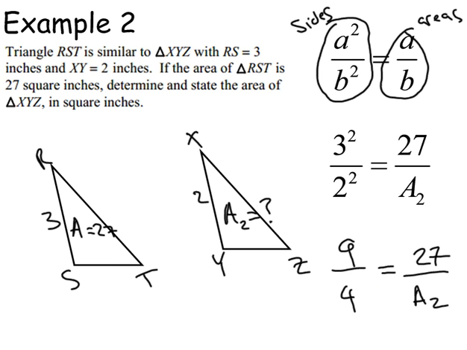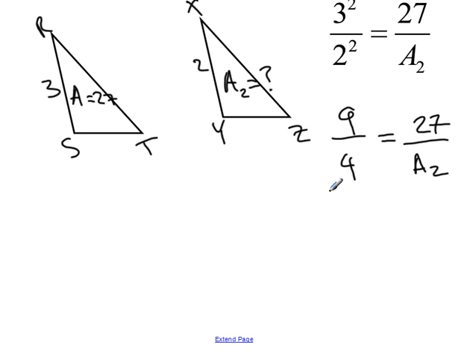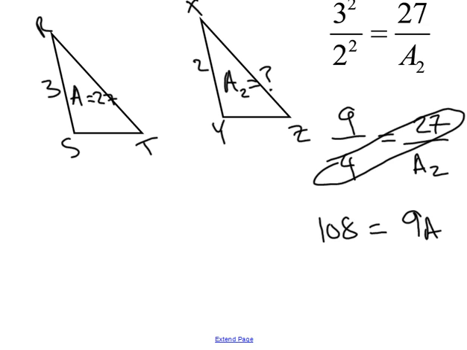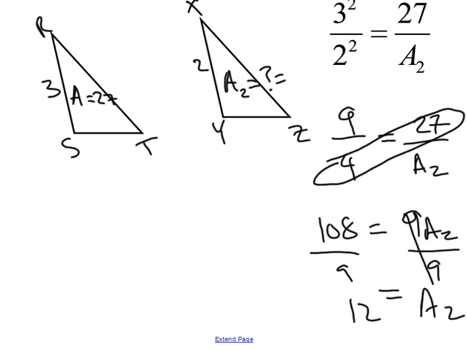We're almost done. 27 times 4 is 108. And then we get 9 times area 2, which will be 9 area 2. Divide both sides by 9. Trying to get area 2 by itself. Area 2 is 108 over 9, which is 12. So this area 2 is equal to 12.